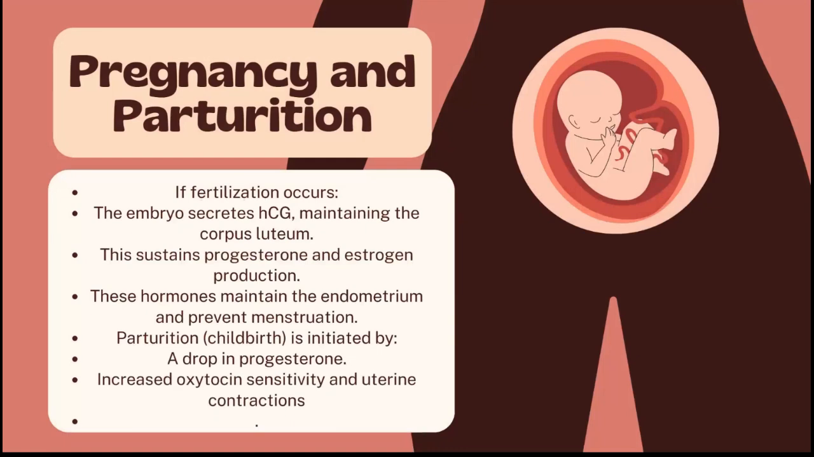As for pregnancy and giving birth, if fertilization happens, HCG maintains the corpus luteum. This ensures continued progesterone and estrogen production to maintain the endometrium. Later, a drop in progesterone will help initiate labor, and there will also be increased oxytocin. Oxytocin basically helps two types of contractions: the contractions of the uterus and also the contractions of the breast and the nipples for milk production during lactation.